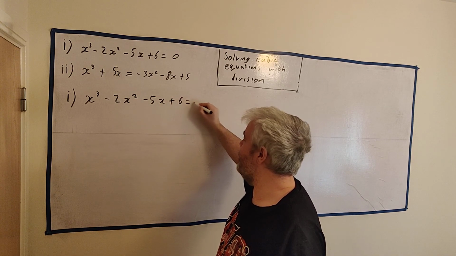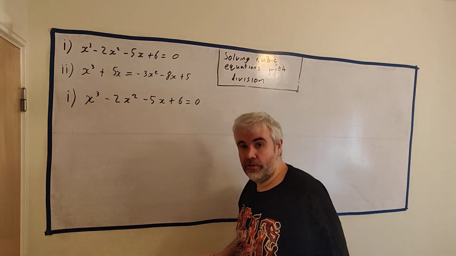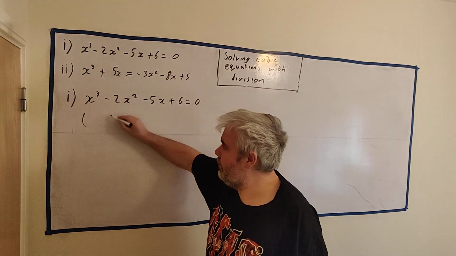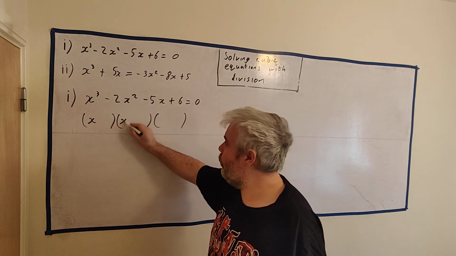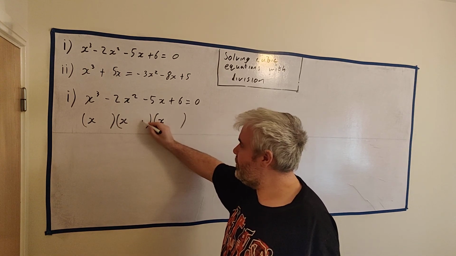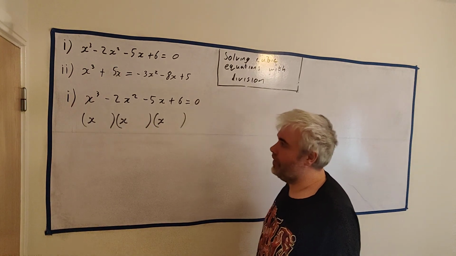5x plus 6 equals 0. Okay, so I'd like to guess one of these answers. But let me draw out the factors again. I'd like to guess one of these numbers, one of these numbers that are here with the x. But I'd like to point out something to you.